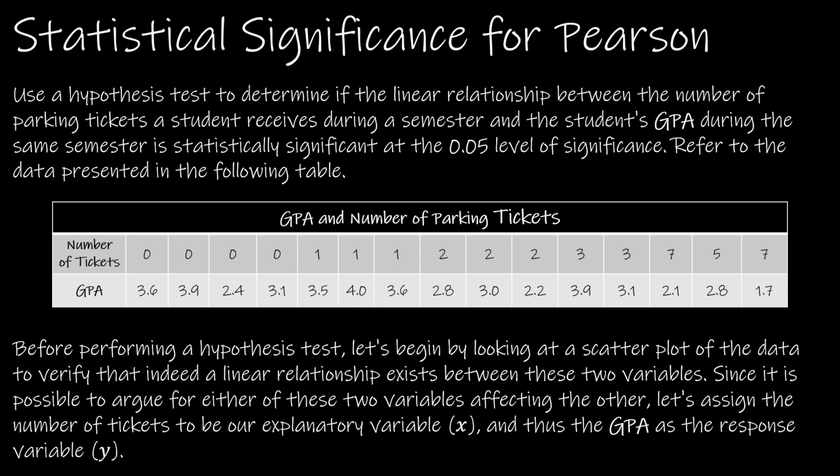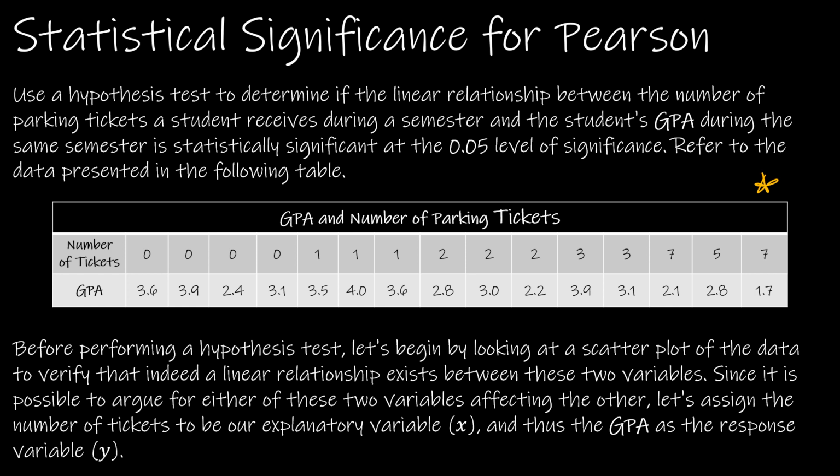So we're going to take a look at an example together, and I just want to talk about it before we pop over to Excel to do everything that we need to do. We're going to use the hypothesis test instead of the critical value to determine if the linear relationship between the number of parking tickets a student receives during a semester and the student's GPA during the same semester is statistically significant at the 0.05 level of significance. We're looking at the table right here, and we're going to have that data already in Excel for us, so we don't have to enter it in ourselves.